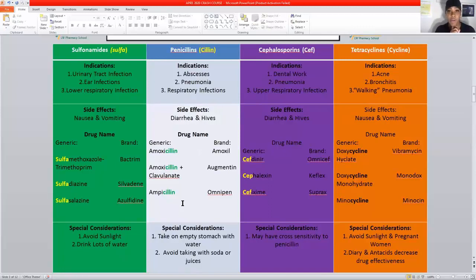Y'all probably didn't even know that. Okay. Cephalosporin. Let's look over here. Cephalosporin is also an antibiotic, typically used for dental work, pneumonia, and upper respiratory infections.